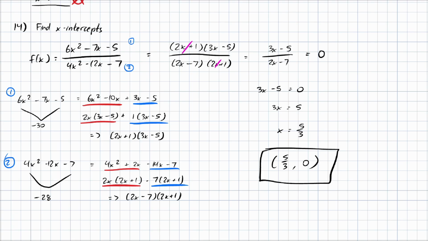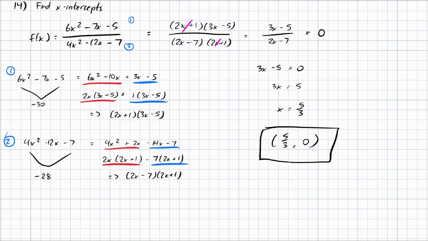All right. Number 15 is to find the asymptotes of the same function.